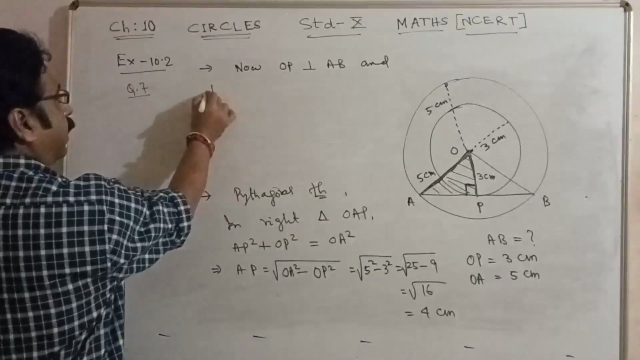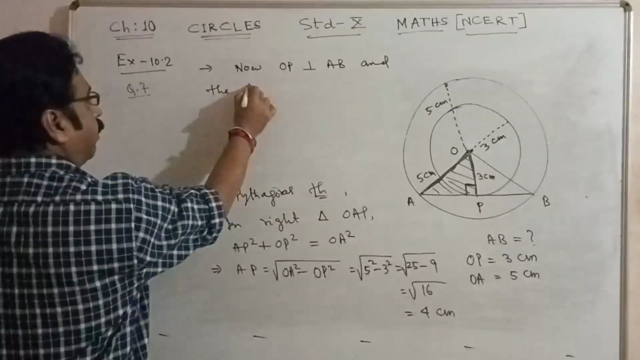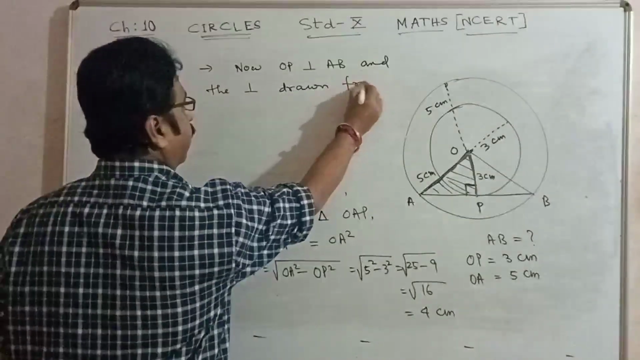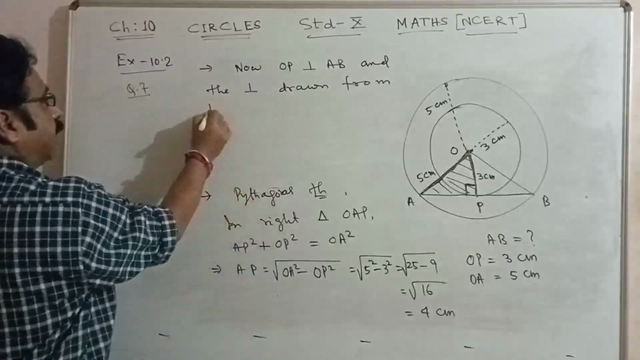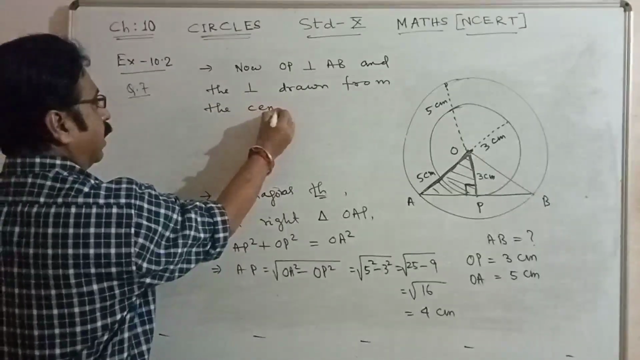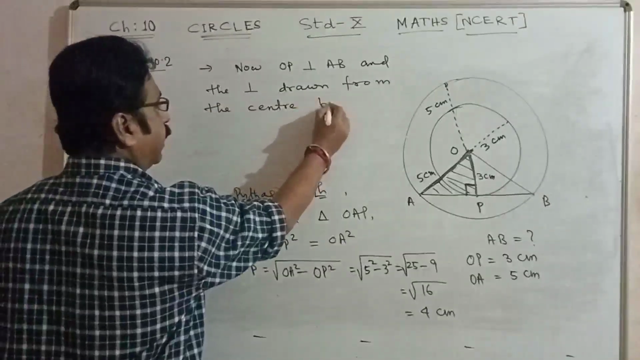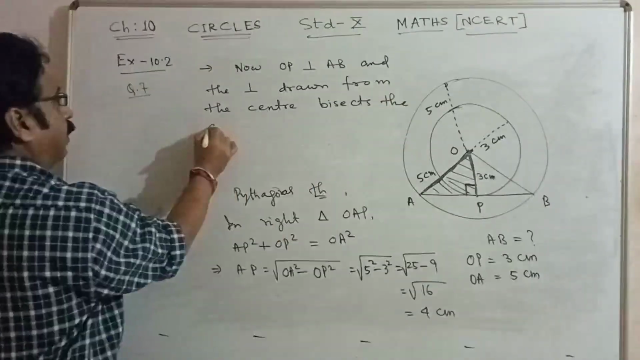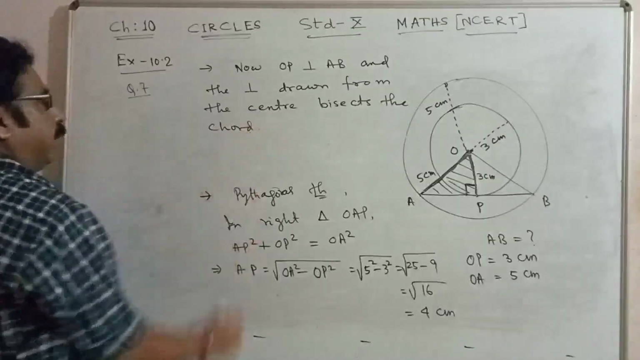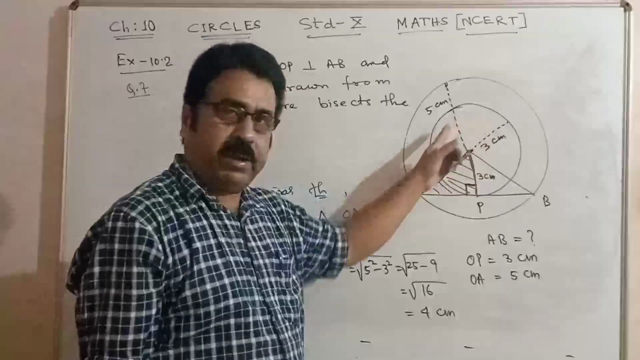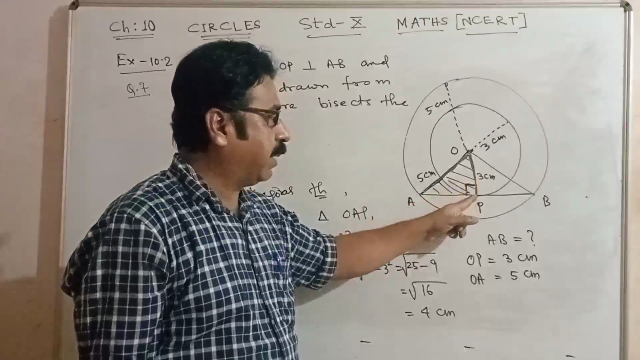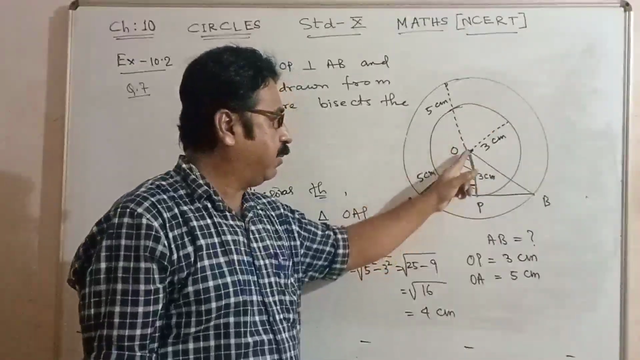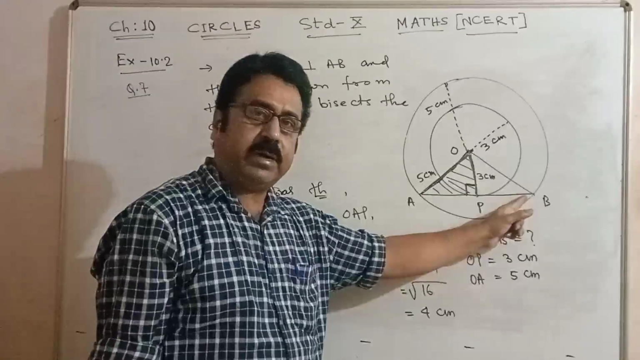The perpendicular drawn from the center bisects the chord. Forget the smaller circle right now. Suppose OP is the perpendicular to the chord AB for the larger circle. Then OP will bisect this chord AB.